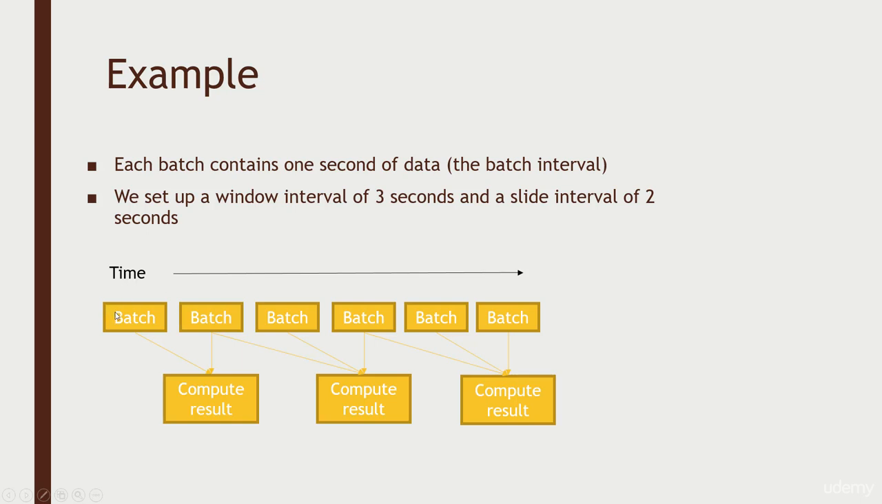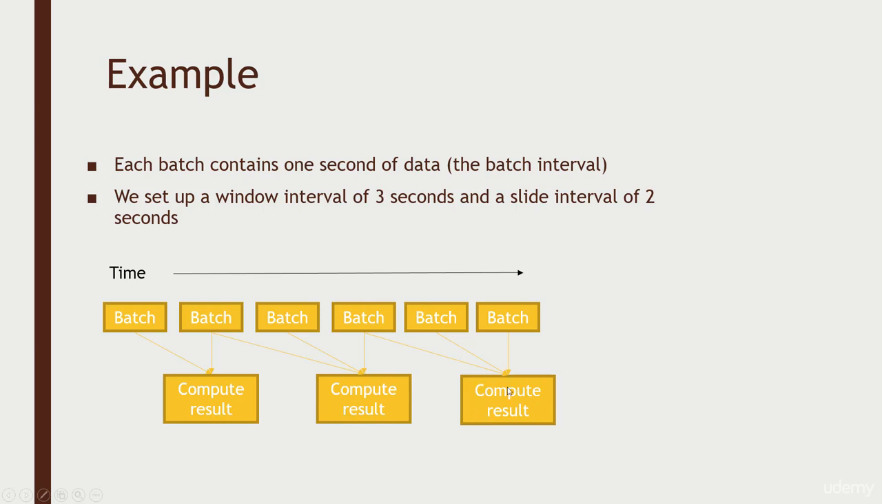And then every 2 seconds, I would compute a result, because that's my slide interval. So every 2 seconds, we say compute result, compute result, compute result. And the window interval says when I compute that result, how far back in time do I go? So a window interval of 3 seconds means I want to go back to the previous 3 batches and compute the results over that window of time.